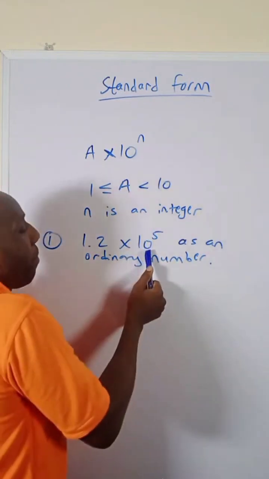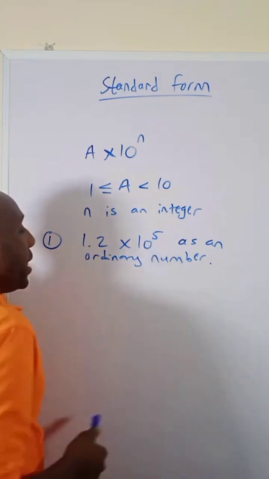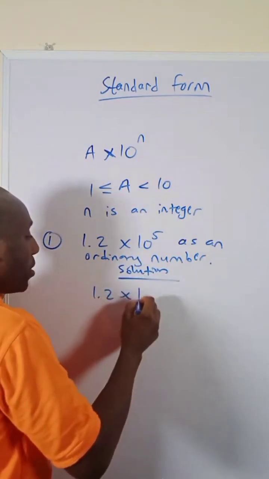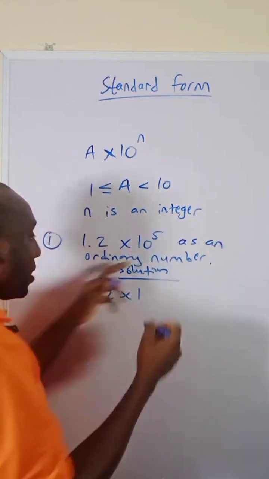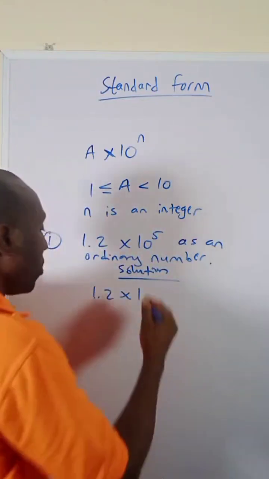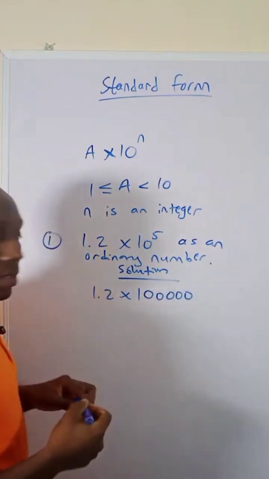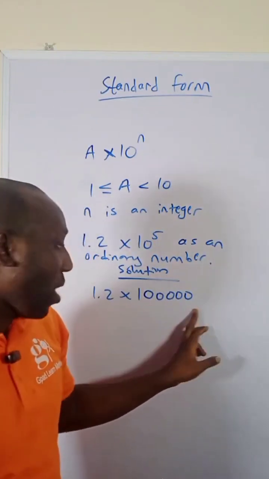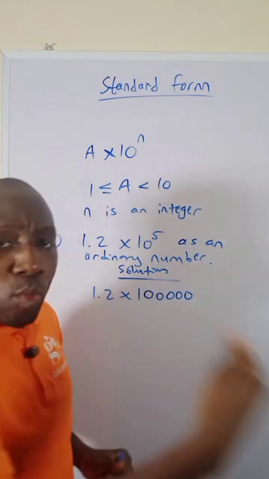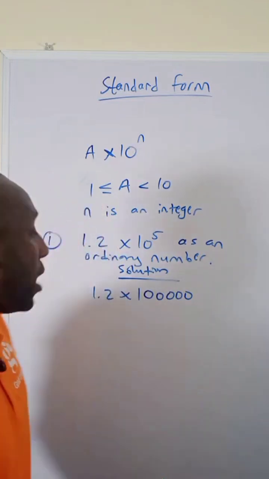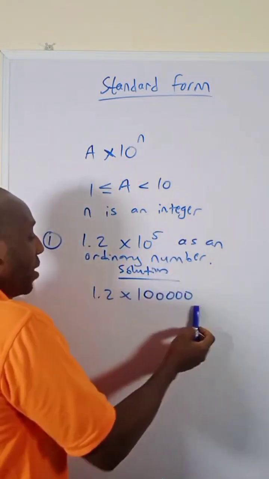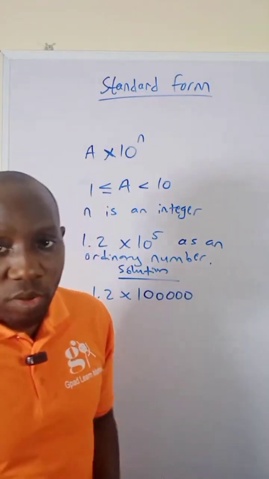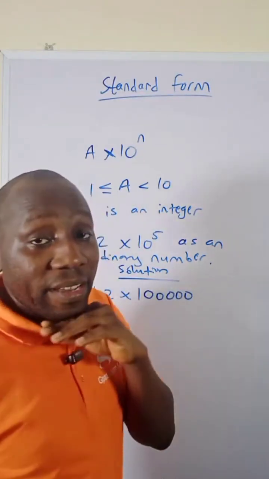This power of 10 raised to the power 5 can be written like this. So the solution, you can write it like this: 1.2 times, how many zeros will be here? This is 10 times 10 times 10 times 10 times 10, which is 100,000. If you are multiplying by a power of 10, the decimal point will be moved to the right. The number of the power you have here, this is raised to power 5, so you must move the decimal point to the right 5 times. That's how it works.